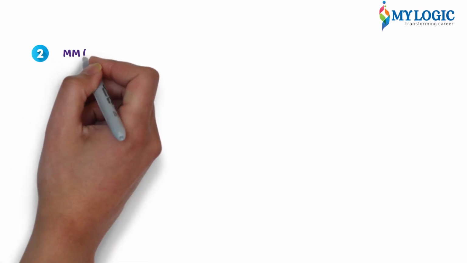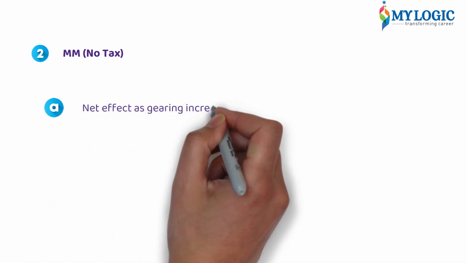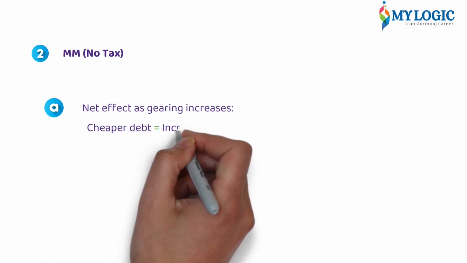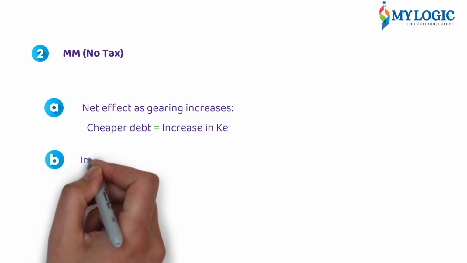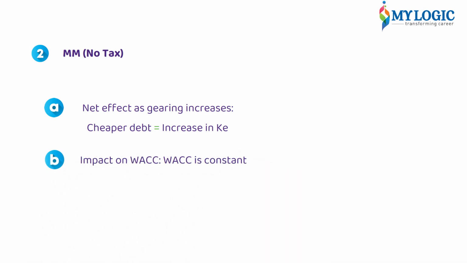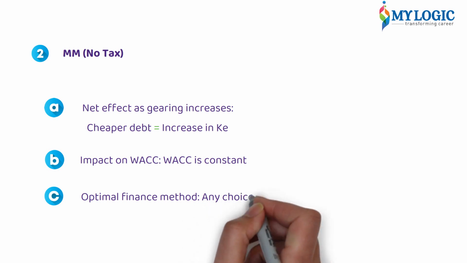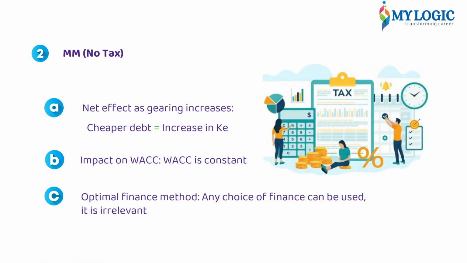Number 2. No tax. A. Net effect as gearing increases. Cheaper debt is equal to increase in KE. B. Impact on WACC. WACC is constant. C. Optimal finance method. Any choice of finance can be used. It is irrelevant.